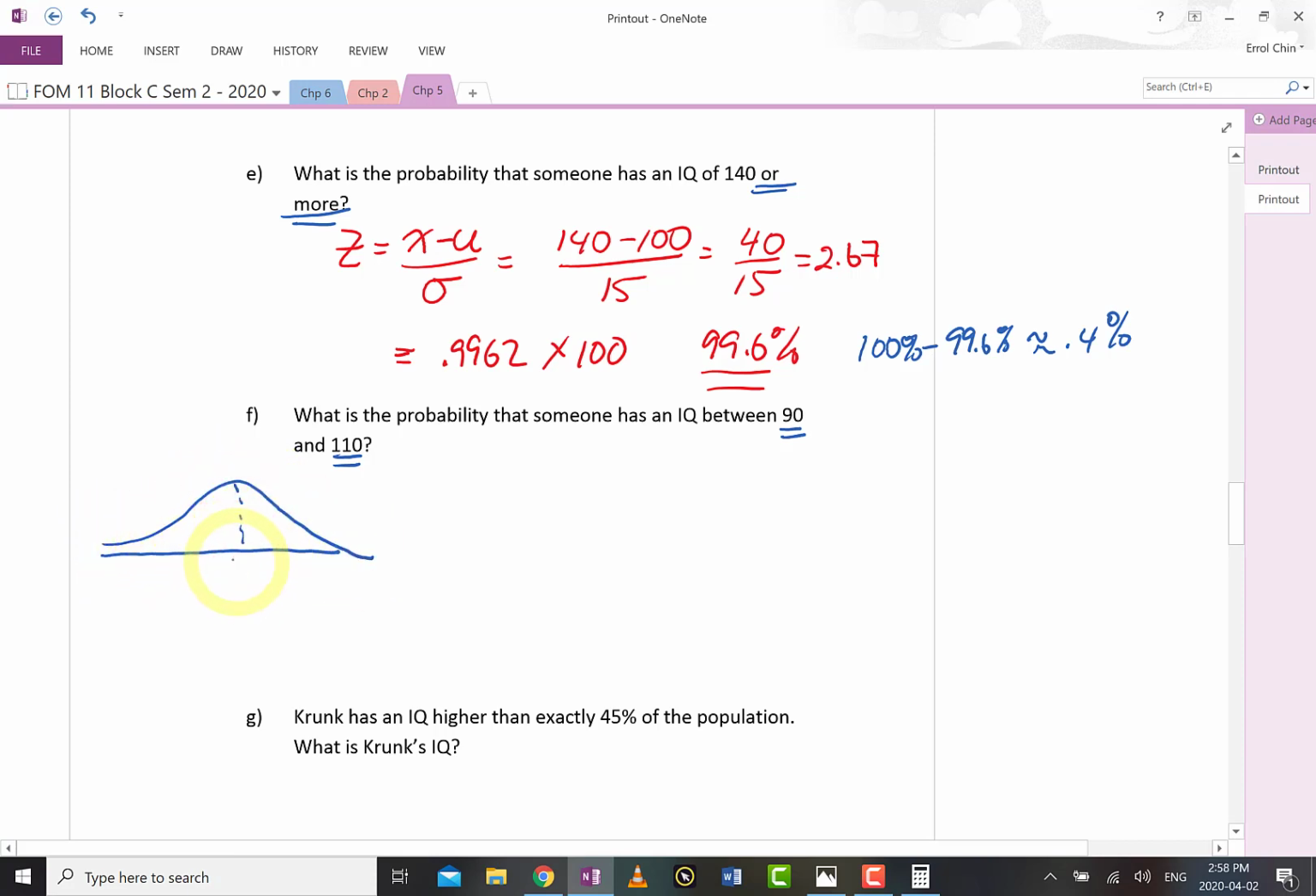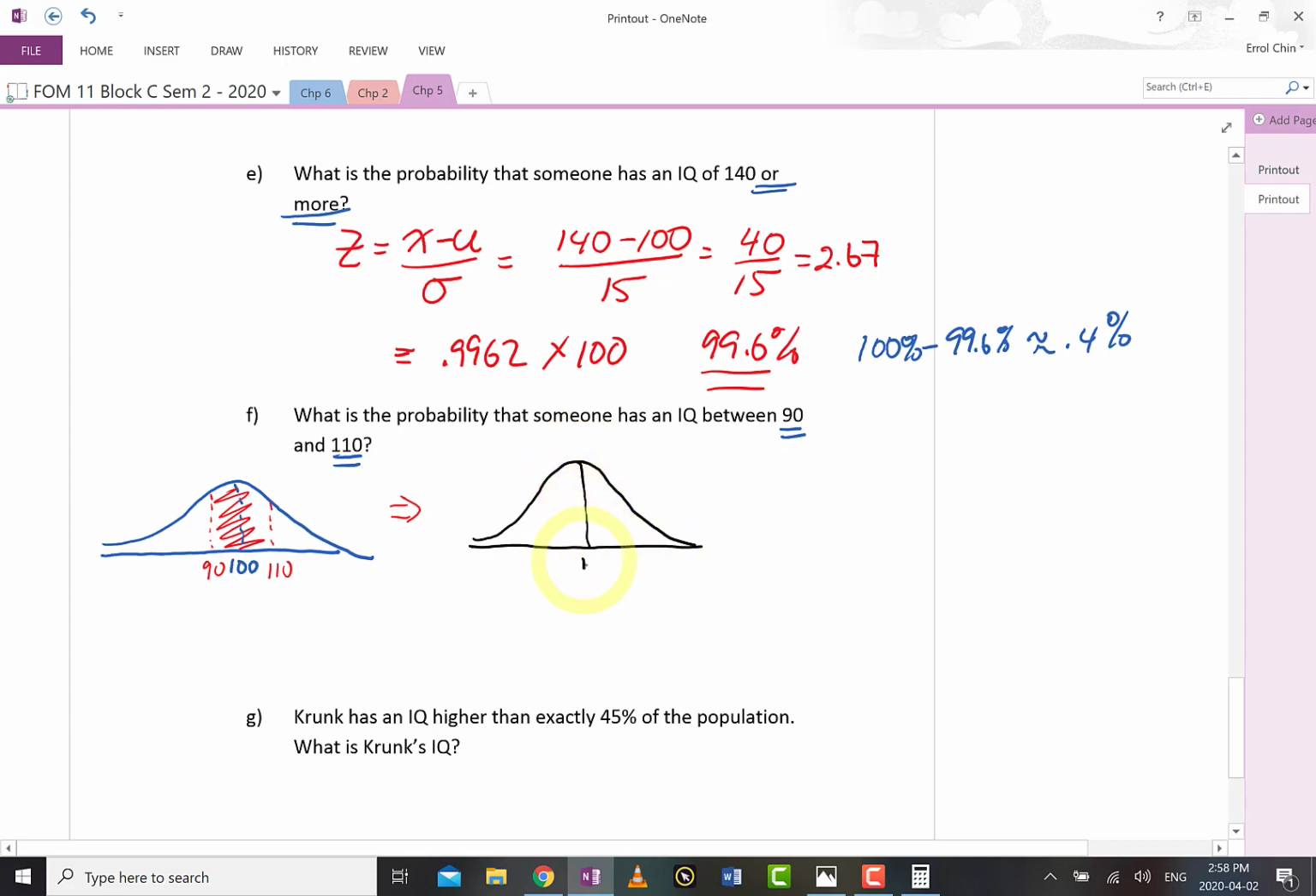And we said that we know that the mean is 100, and what we're really interested in is finding somebody that has somewhere between 90 and 110. We really want to find this area in between. The only way to do that is we're going to separate this into two problems. We're going to draw the standard normal.